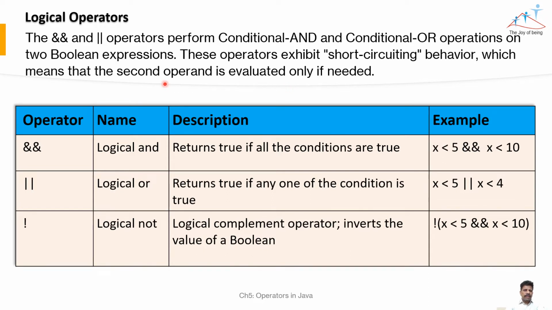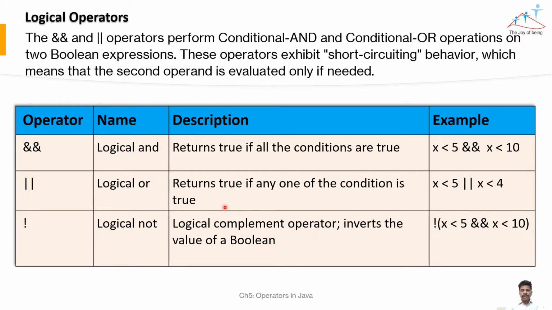Now we will see the logical operators as per the syllabus. Okay, so we have logical AND, the symbol used is the ampersand symbol twice, then logical OR, the symbol used is a vertical bar twice, and logical NOT, the symbol used is the exclamation symbol. Out of these three, the first two are binary operators which need two Boolean expressions to perform logical AND or logical OR, and logical NOT is a unary operator which needs only one Boolean expression to perform the logical NOT operation.